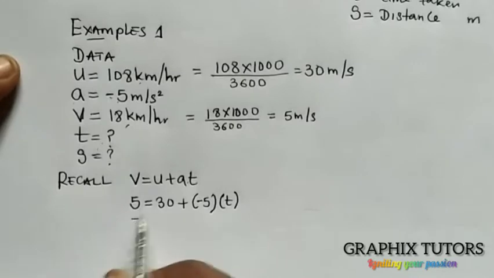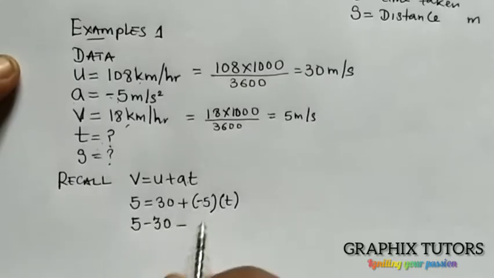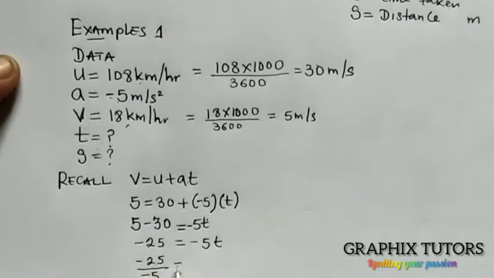So if I rewrite this, the 30 is coming here to be 5 minus 30. Minus times plus gives you minus, 5 times t gives you 5t, right? So there's an equal sign here. Do we have what? Minus what? 5t. Now 5 minus 30 will give you minus 25, equals to minus what? 5t. So if I divide both sides by 5, I'll have minus 25 all over minus 5 is equals to what? T.